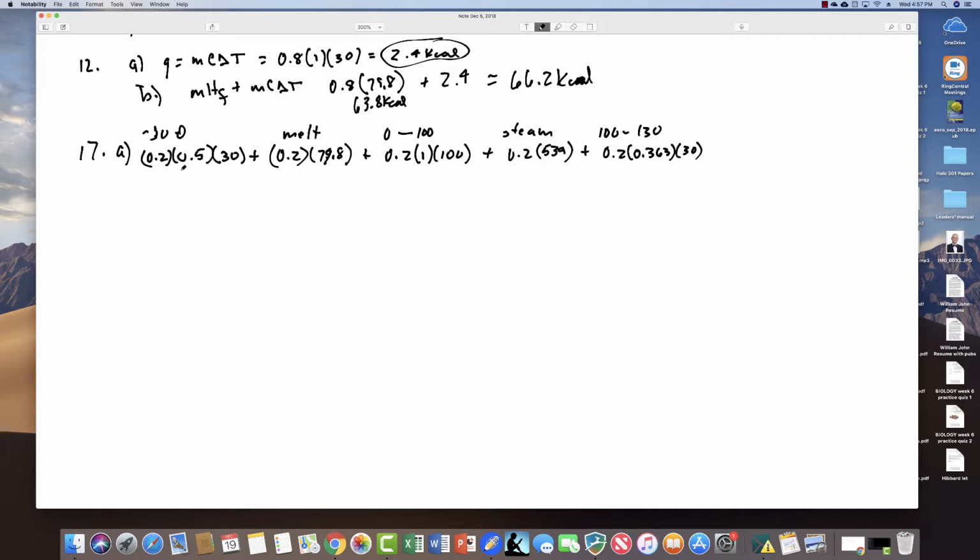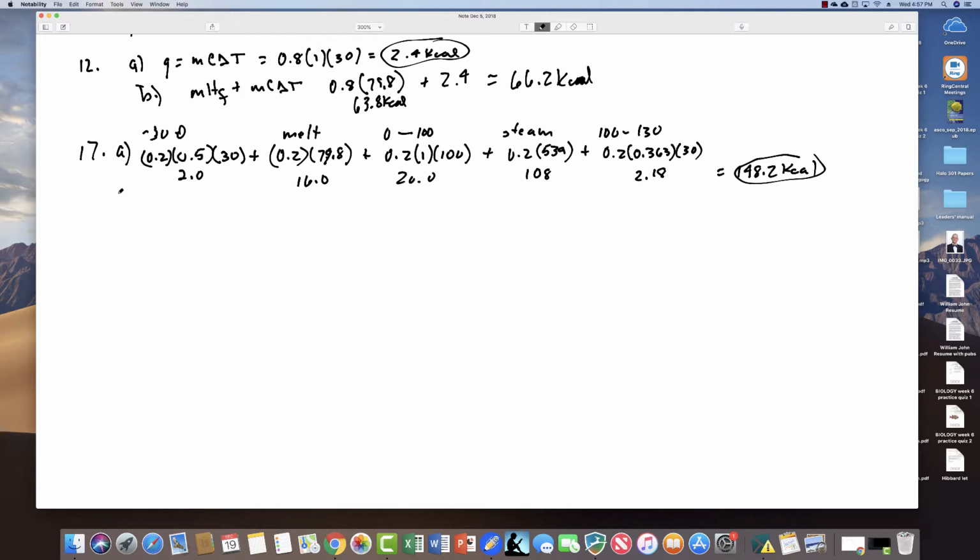This is going to be 2 kilocalories. This is going to be 16 kilocalories. This is going to be 20 kilocalories. This is going to be 108 kilocalories. And then lastly, this is going to be 2.18 kilocalories. And if you add all of that up together, you get a grand total of 148.2 kilocalories to perform this operation.